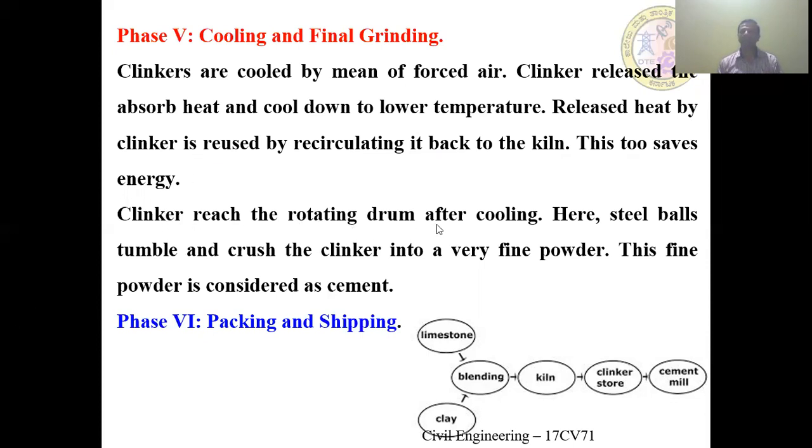The clinkers reach the rotating drum after cooling. Here, steel balls tumble and crush the clinker into a very fine powder. This fine powder is considered as cement. So, briefly, limestone and clay blending, then the clinker store and cement mills. And the last phase is packing and shipping. We pack it in a plastic bag or a paper bag depending on where it is going, because cement absorbs moisture very fast.